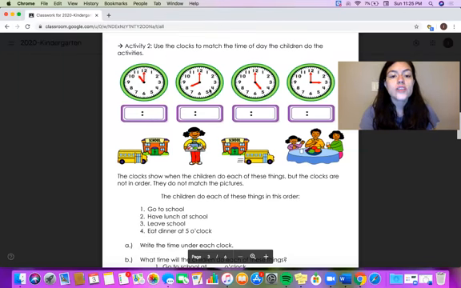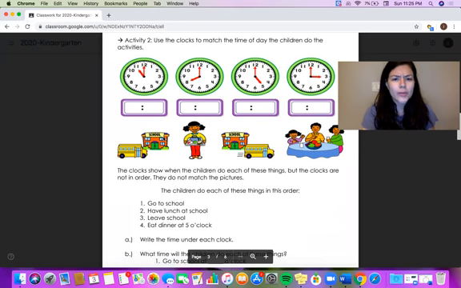So for this first activity, we need to use these clocks to match the time of day the children do the activities. So here we have 1 clock, 2 clock, 3 clock, 4 clocks. Okay, and here at the bottom, we have different activities. We have a bus that's going to school, eating lunch, leaving school, and eating dinner. So we have 4 clocks and 4 activities.